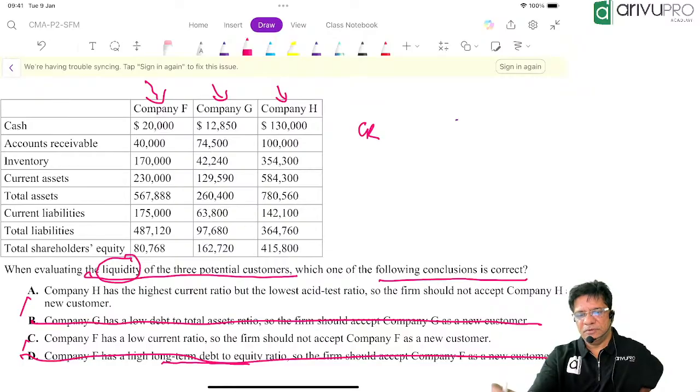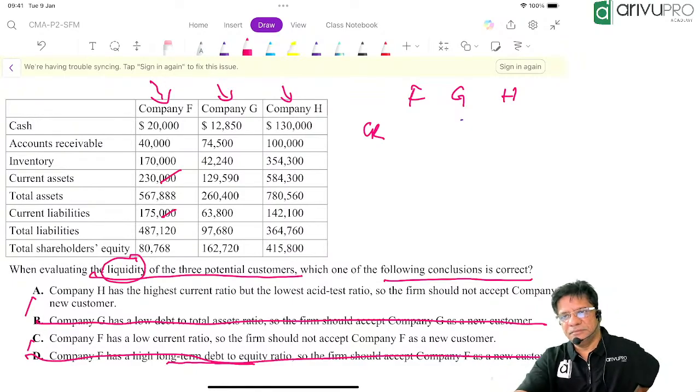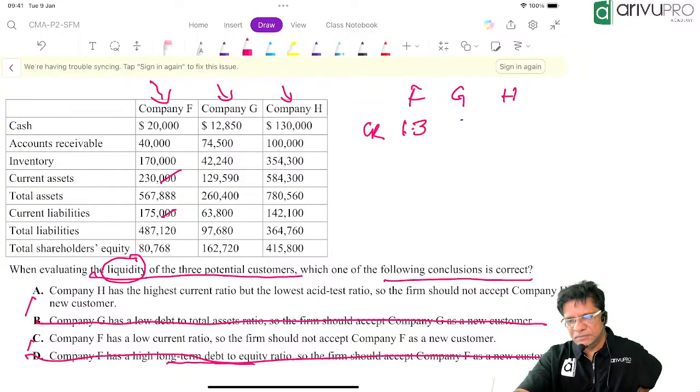Current ratio of F, G, H. Take the calculator. 230 divided by 175 is 1.3. Here, 129 divided by 64 is 2.01. 584 divided by 142 is 4.11.